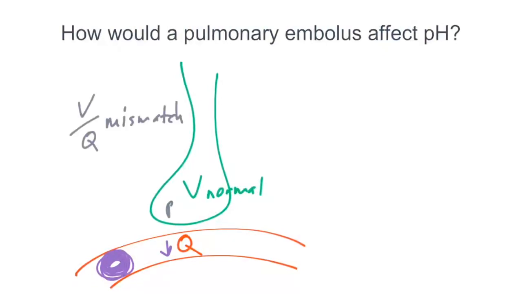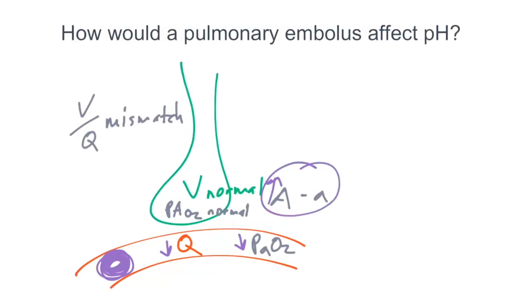So the partial pressure of alveolar oxygen, big PAO2, will be normal, because there's nothing wrong with ventilation or gas reaching the alveoli. But the partial pressure of arterial oxygen, little PaO2, will be decreased. So there will be an increased AA gradient. So big A to small a, this gradient will be increased. So the point is that this pulmonary embolism can actually cause hypoxemia.